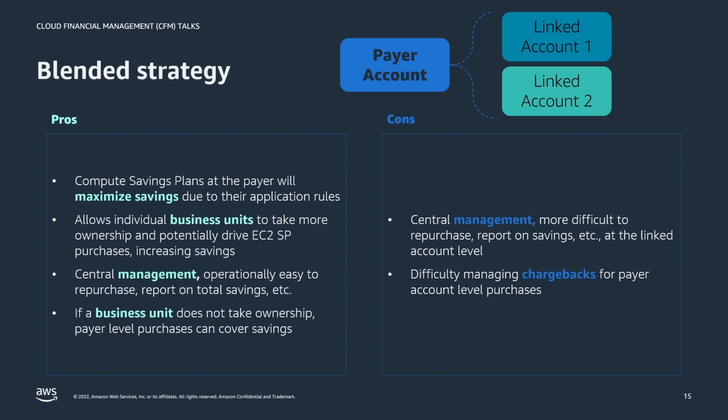Second here is you're still allowing your business units to take more ownership. And like we said, because they're going to be a little bit closer to the ground and understanding what's actually running, they're probably also going to be able to potentially make purchases that are going to drive a little bit more savings. And really what I mean there is the difference between a compute savings plan and an EC2 instance savings plan. Your central management is going to be a little bit easier for any of your purchases at the payer account level. And the other great thing here is even if your individual business units who are running these linked accounts don't take the ownership, you can still fill in the gaps and drive savings with a payer account level compute savings plan, right? So really no downside there. You're able to maximize your savings.